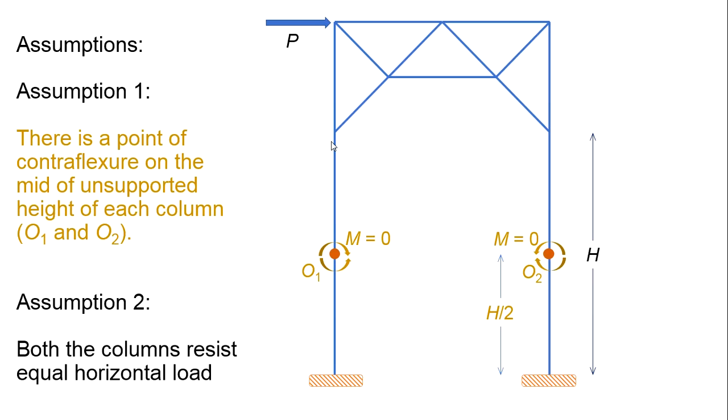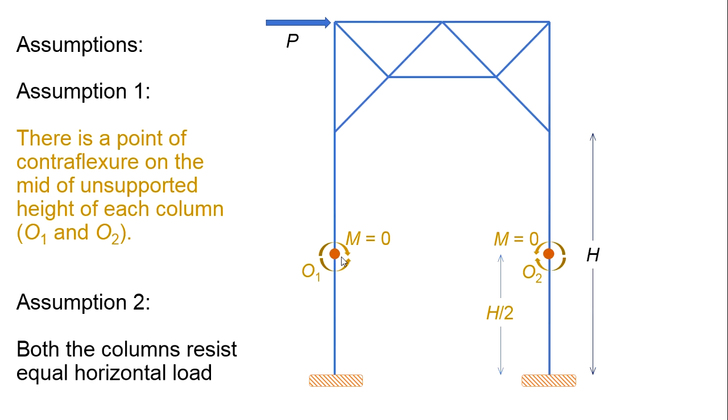So while analyzing such types of structures, we have two main assumptions on the basis of which we make it an easier case or a simpler case. The first assumption is that there is a point of contraflexure at the mid of the unsupported height of each column. So from here to here we can call it the unsupported height, and at the mid of it there is a point of contraflexure where bending moment is 0, in both the left column and right column.